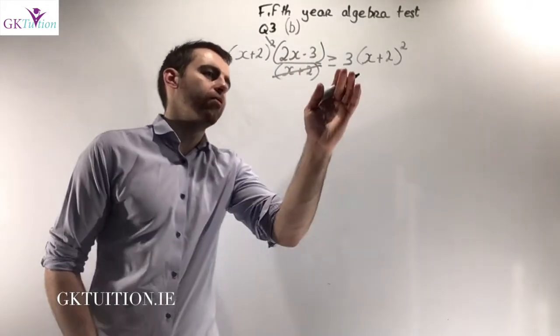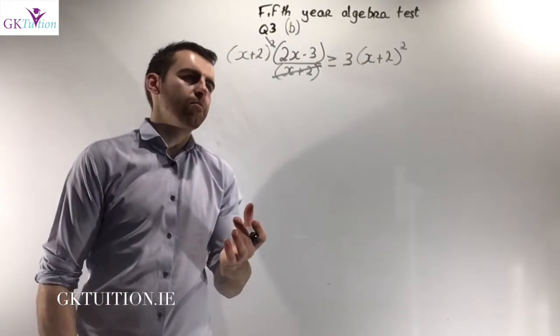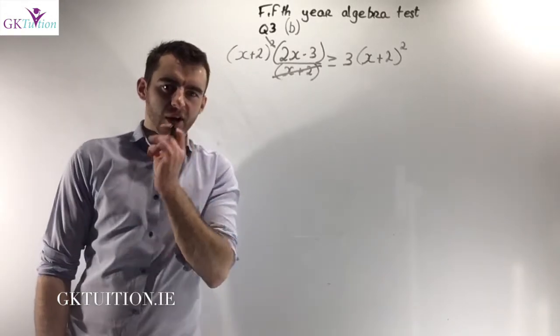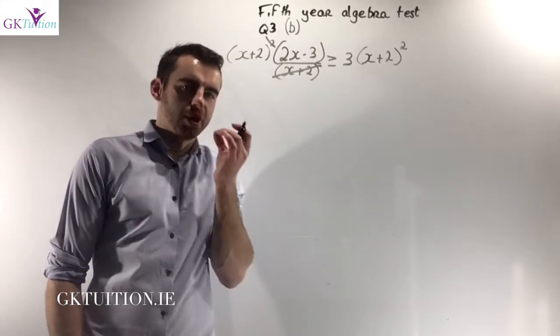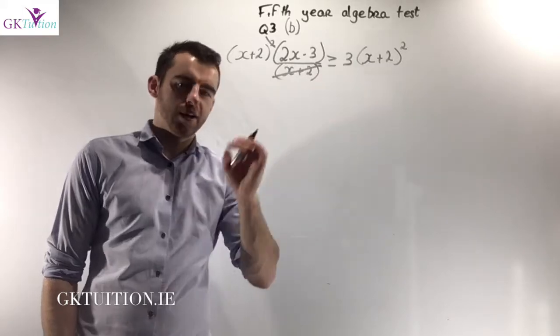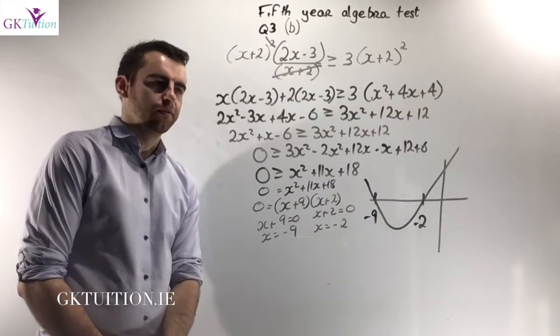On the right hand side I have 3 times x plus 2 squared, which I can just multiply out. If I multiply this out, I'm going to end up with a quadratic equation which I can solve. Once I solve it, I'll be able to draw a rough sketch of my curve, and I'll be able to find the range of values for which the fraction was greater than or equal to 3. So this one requires basic enough algebra.